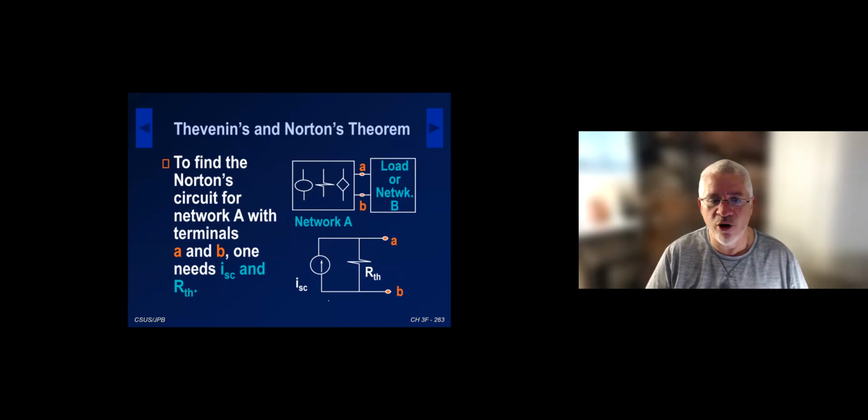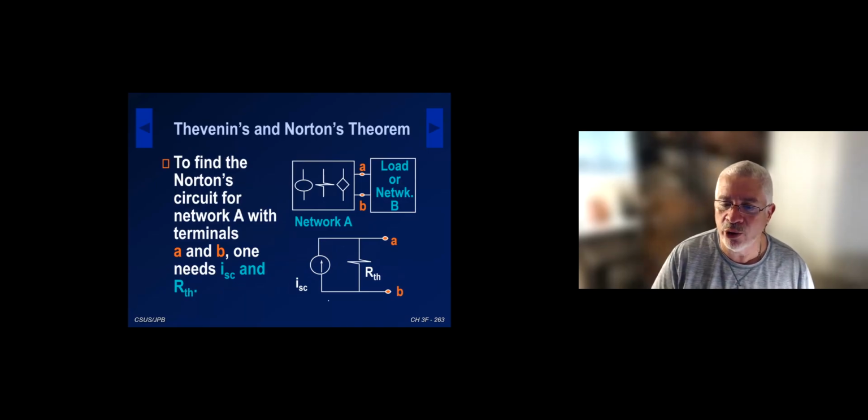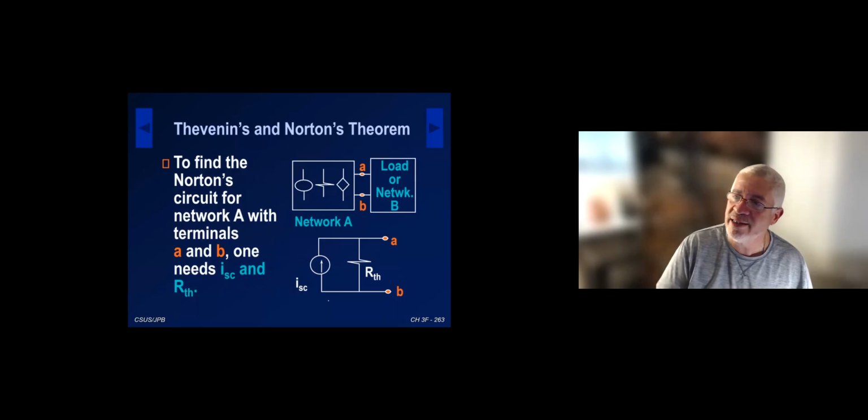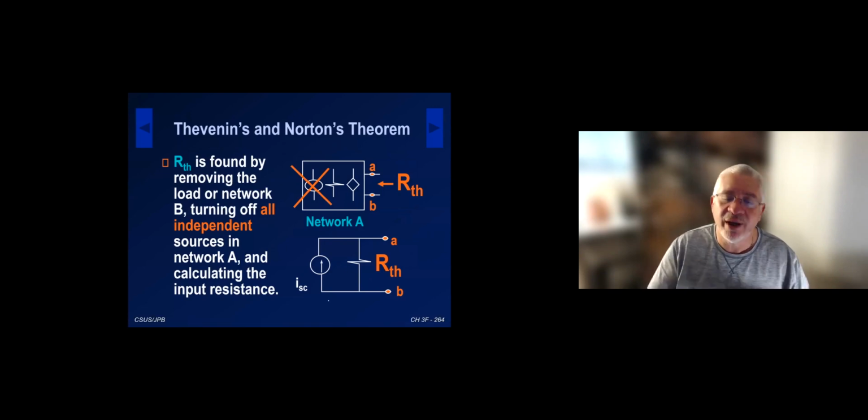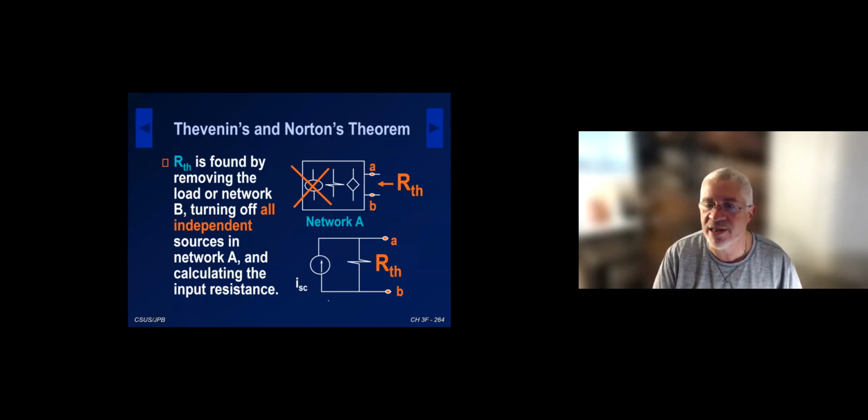So just to reaffirm, the Norton model is given at the bottom right. It's the practical current source model with an independent current source whose value is ISC, where SC stands for short circuit, in parallel with the Thevenin resistance. How do we find ISC? Well, first, I use the same slide that we used for the Thevenin model to find the Thevenin resistance. We turn off all independent sources, and we find the equivalent resistance looking into terminals A and B.